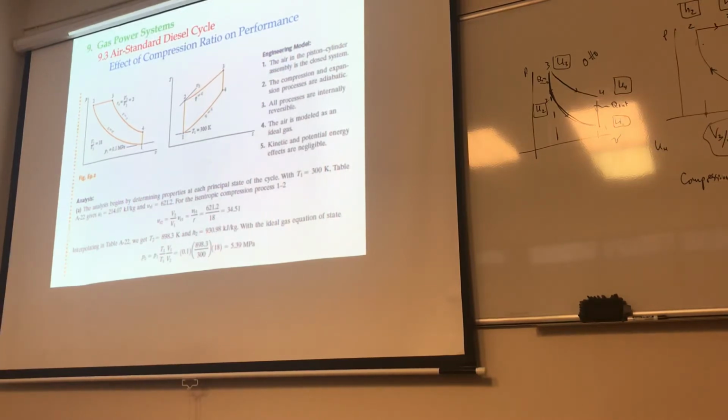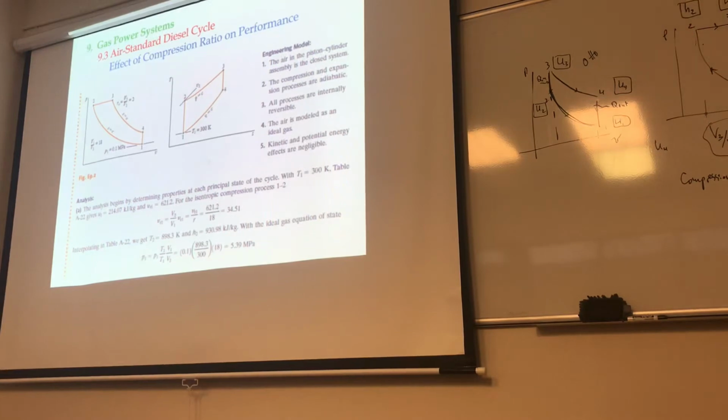Now to figure out the pressure, remember the key thing is it's an ideal gas. PV over T is equal to a constant. So P1 V1 over T1 equals P2 V2 over T2. So you can find the pressure here, and you're done. See? Just by these two steps, you already figured out what this state is and what that state is.